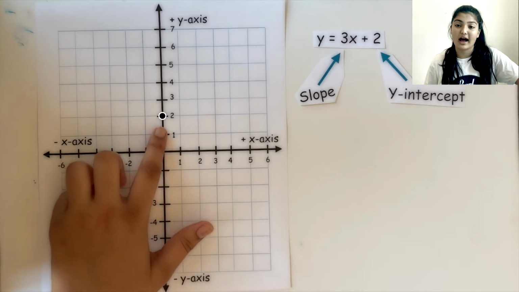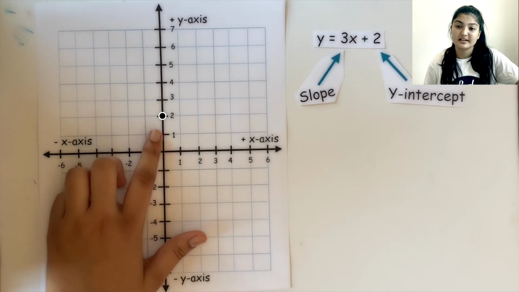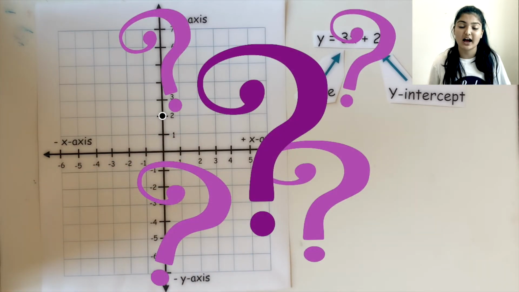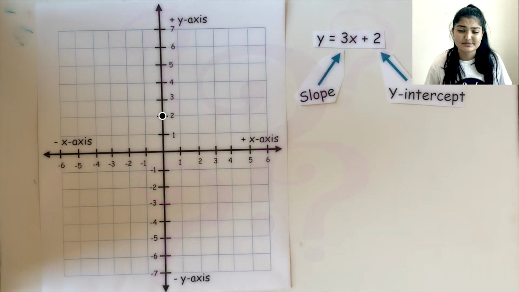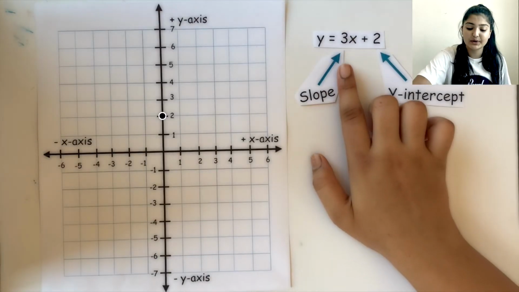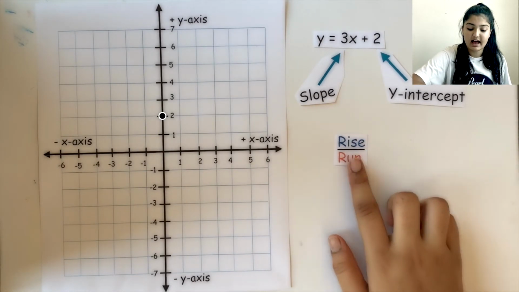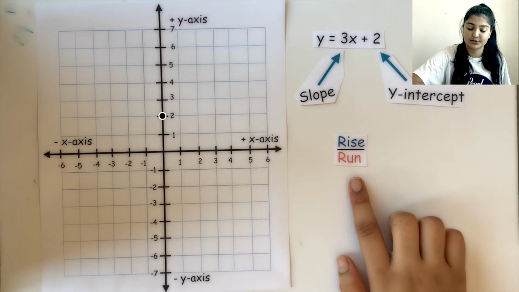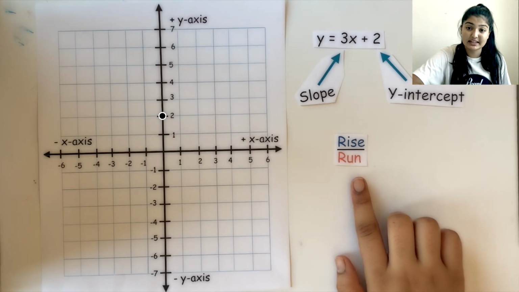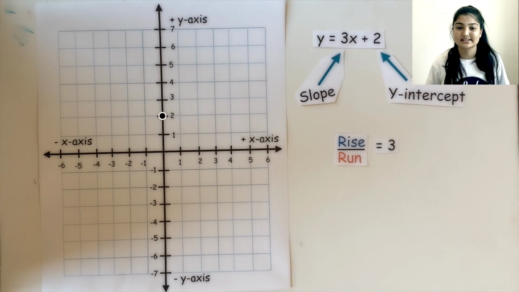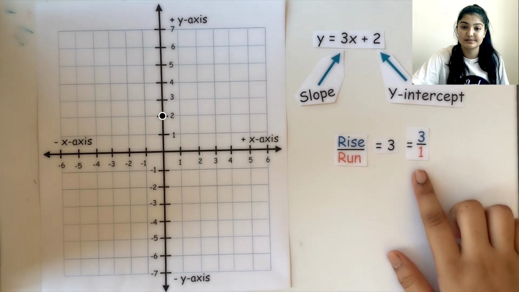Here is the y-intercept. Now we have 1 point. But how do we graph a line using 1 point? Let's turn to our slope. We can calculate the slope as the rise over the run. And we're given the slope of 3. So let's rewrite the slope. We can rewrite the slope like this.